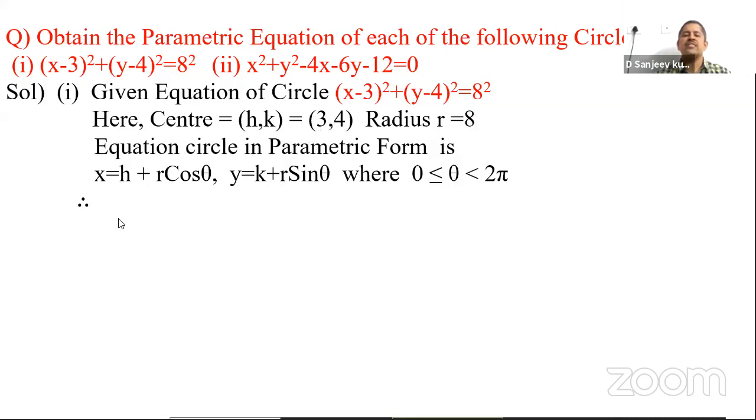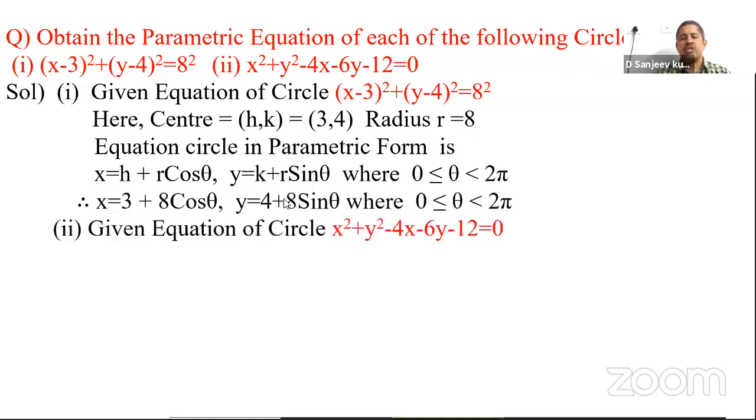So the equation of the circle is x is equal to h plus r cos theta, y is equal to k plus r sin theta. What is the value of h here? 3, and the r value is 8. So we can write the answer as x is equal to 3 plus 8 cos theta, y is equal to 4 plus 8 sin theta. Again, the value of theta lies between 0 and 2 pi. Now take the second equation.